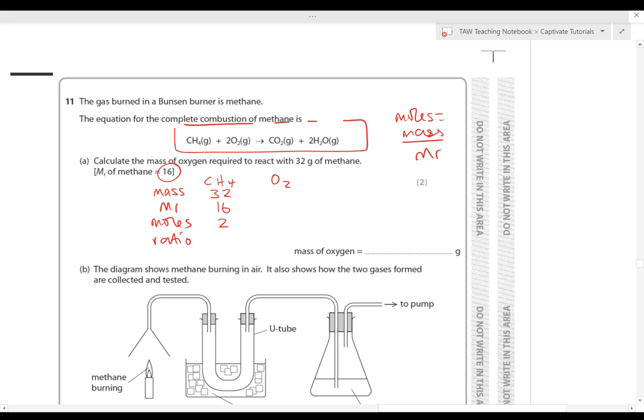So let's have a look at the equation. We can see that we've got 1 mole of methane reacting with 2 moles of oxygen. So the ratio is 1 to 2. So therefore, if we've got 2 moles of methane, that will react with 4 moles of oxygen. So then we can work back up to work out the mass of oxygen that would be. So mass is moles times MR. The MR of an O2 molecule is 32. So we do 32 times 4, which gives us a mass of 128. So our answer is 128 grams.